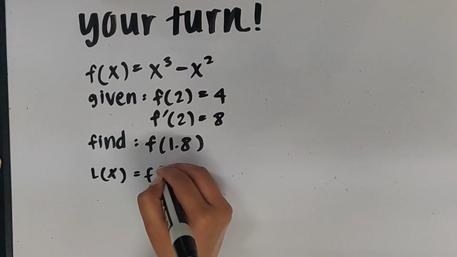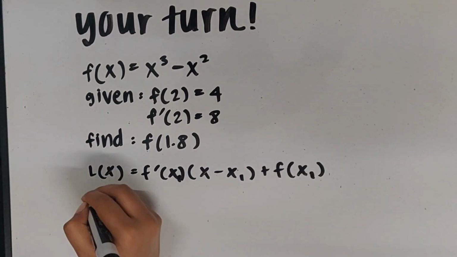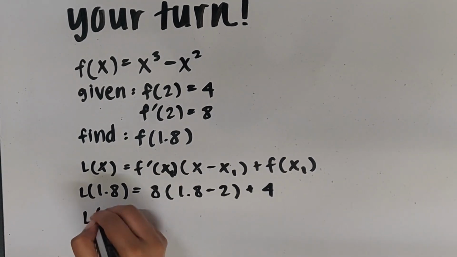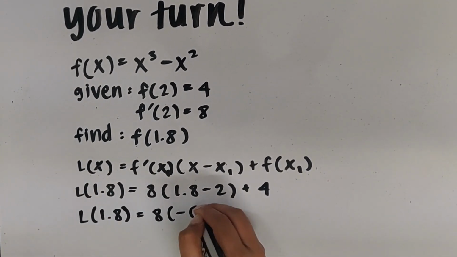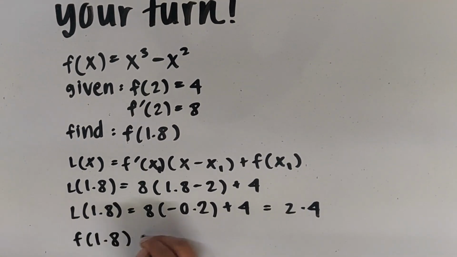Here's how to use linearization to get an approximation for f of 1.8. Since we know the formula is L of x equals f prime of x1 times (x minus x1) plus f of x1, we can plug in the givens. Solving the equation, we end up with L of 1.8 equals 2.4, which is very close to the actual answer of 2.56.